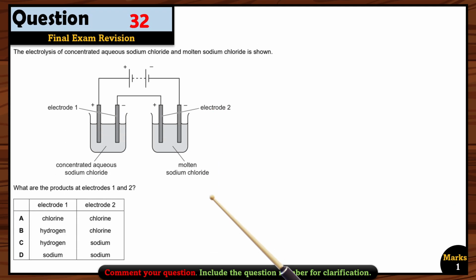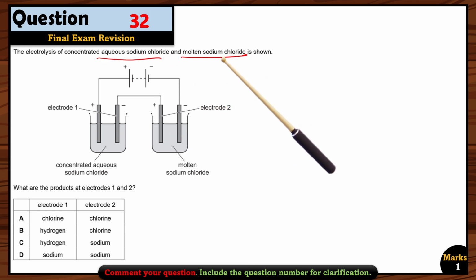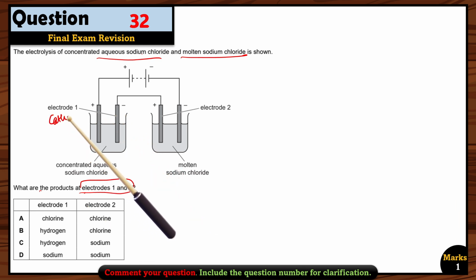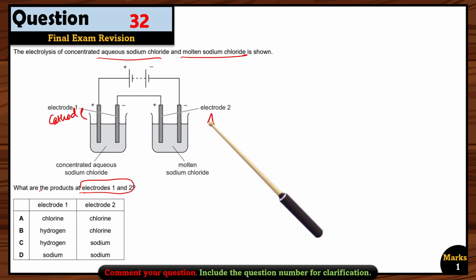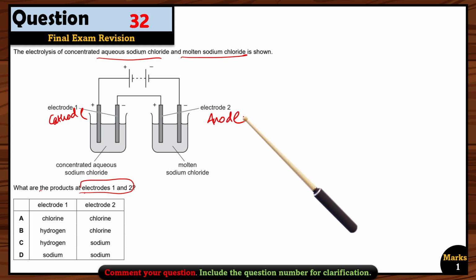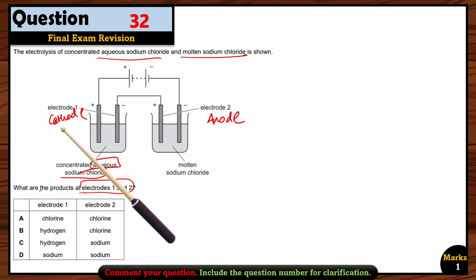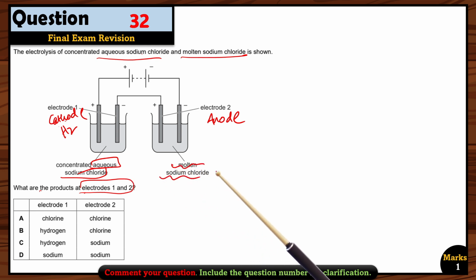Question 32. The electrolysis of concentrated aqueous sodium chloride and molten sodium chloride is shown. What are the products at electrode 1 and 2? What is our electrode 1? It is the cathode, right? What is our electrode 2? It is the anode. Now we have to check one by one. What is our product at the cathode? This is concentrated aqueous sodium chloride, so if it's aqueous, the cathode will always produce hydrogen gas, right? If it is molten, of course, you will get your own anions or cations, okay?